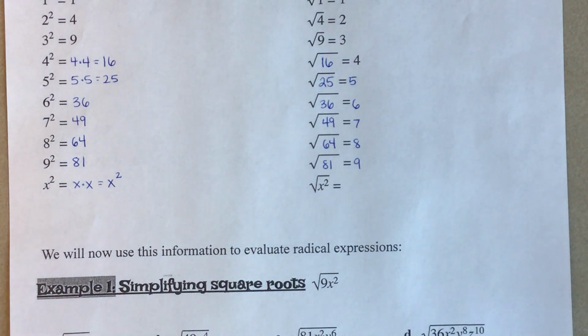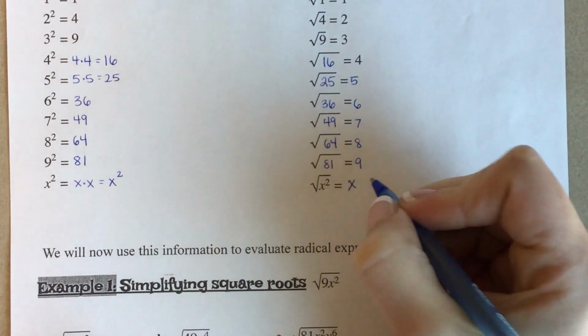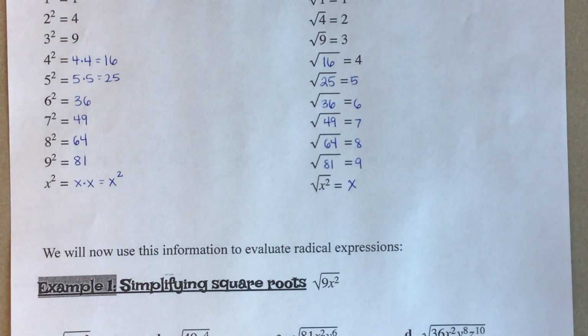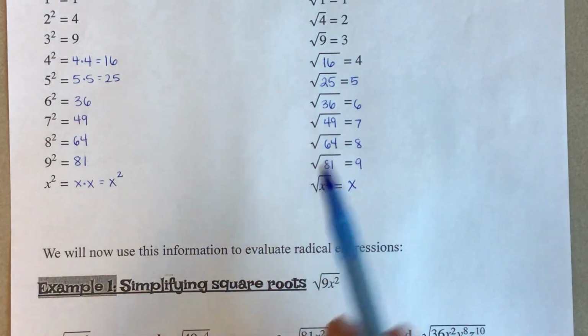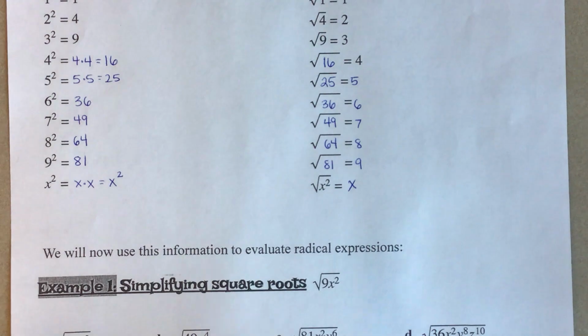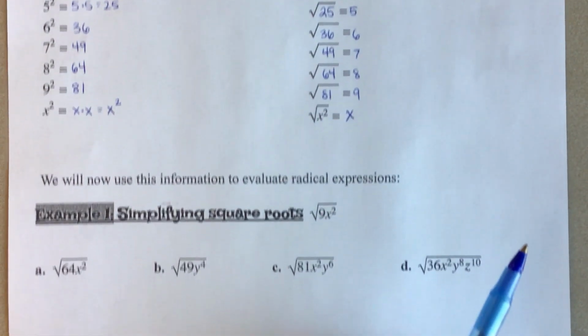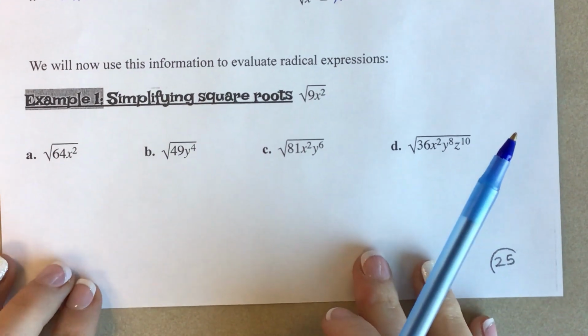So what multiplied by itself gets me x squared? Well, that is x, because x times x gets me x squared. So notice how these two columns relate. They are inverses of each other. They are the exact opposite. So let's practice that with some perfect squares. So we are going to simplify some square roots.